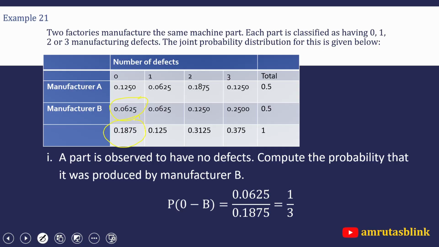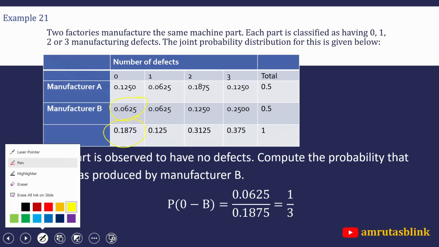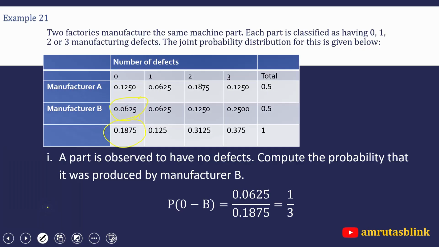1 upon 3. See here, you don't need to make any calculation, rather you need to be very good at understanding and decoding the table. That is the only crux of this particular problem.